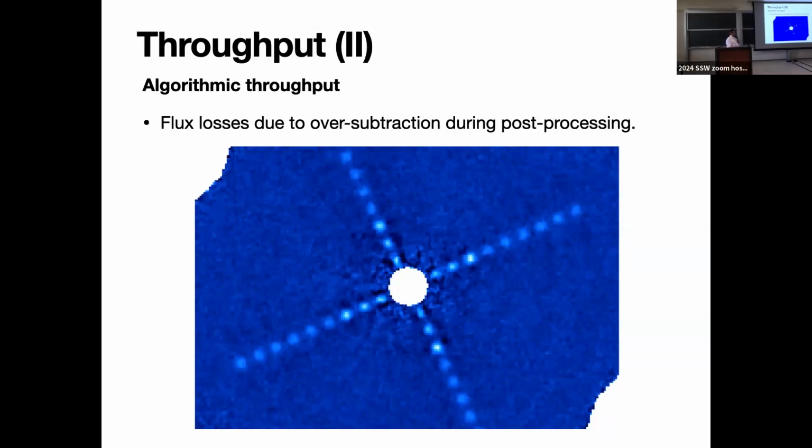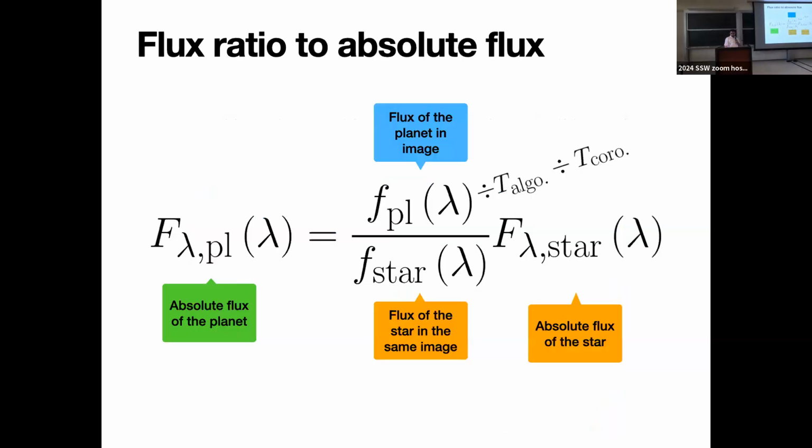And we can calibrate this by injecting point sources of known brightness into our image before PSF subtraction, run our PSF subtraction process, and then recover them and measure the flux. And the ratio of the injected to recovered flux gives us the algorithmic throughput. Okay, so once you have your planet flux, you correct it for these throughput terms, you have your flux of the star in the same image. Now we just need to get the absolute flux of the star.